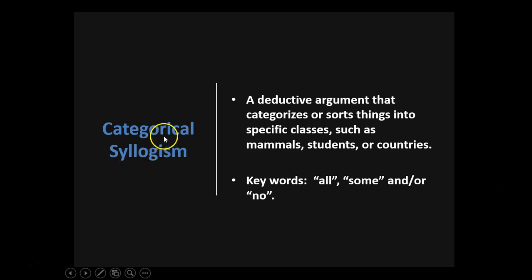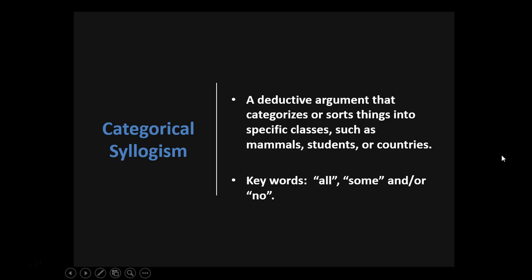A categorical syllogism is a deductive argument that categorizes or sorts things into specific classes, like mammals or students or countries, be it what it is, right? These are just examples. So the keywords, if you want to know whether you're looking at a categorical syllogism, look for these keywords: all, some, no. Also look for two premises and a conclusion, right?